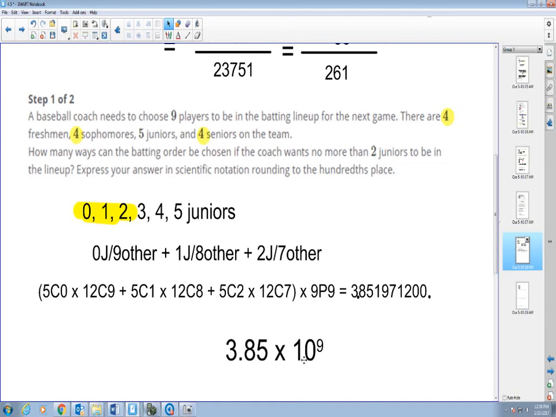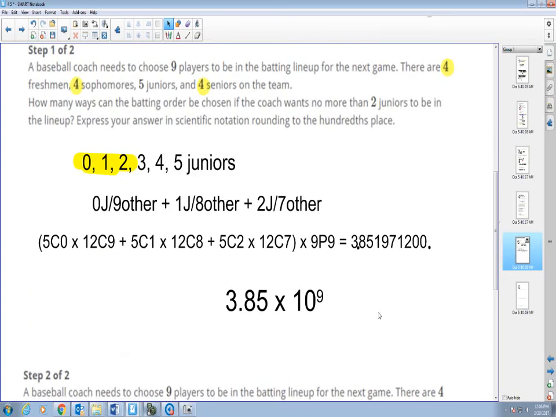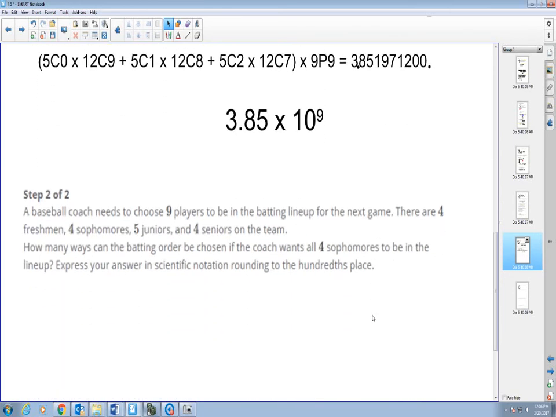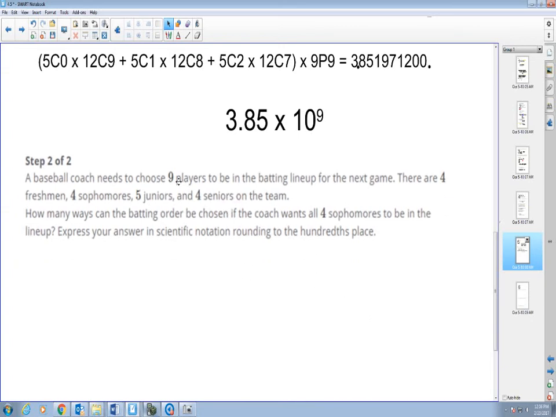Alright, next, step number 2. Okay, this is a little bit different. Same thing, 9 players, 4, 4, 5, and 4 on the team. How many ways can the batting order be chosen if a coach wants all 4 sophomores to be in the lineup?